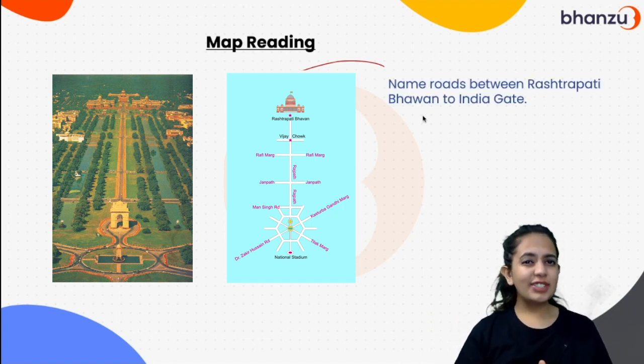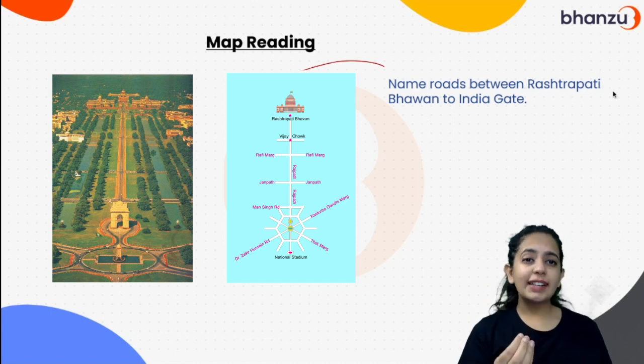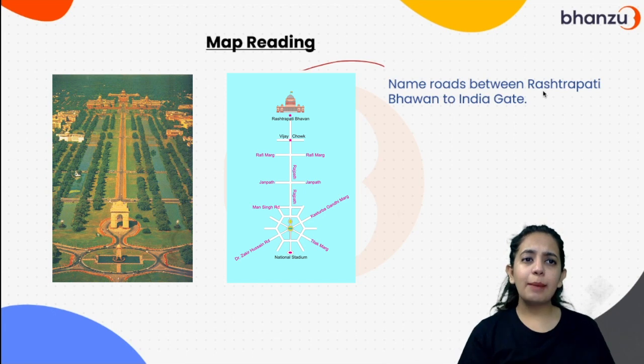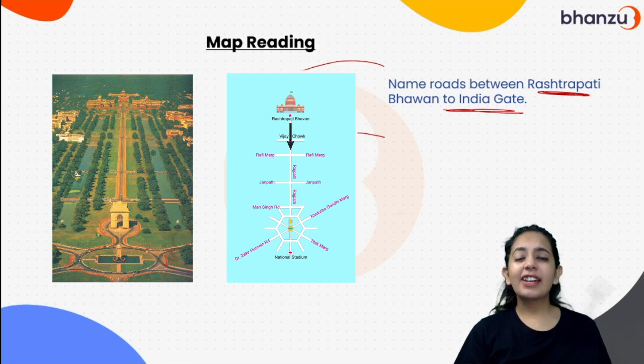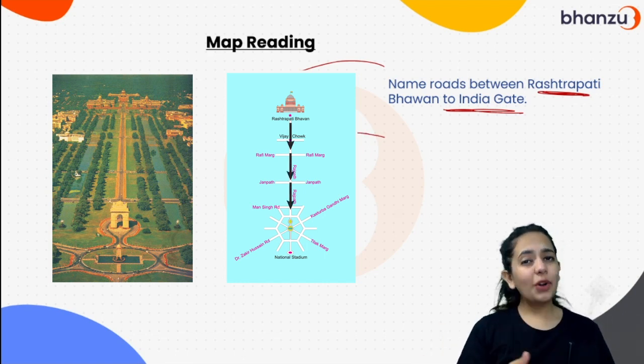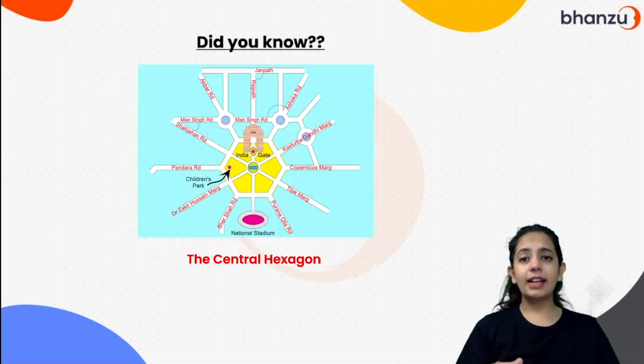So my dear, you need to tell the name of the roads that are between Rashtrapati Bhavan and India Gate. So suppose you're coming from Rashtrapati Bhavan to India Gate. So what roads will come in between? Yes, can you see the Vijay Marg, Chanpat Road, Rajpath Road? There are so many, isn't it? So all of these are your answers. And like that, you have to do this.